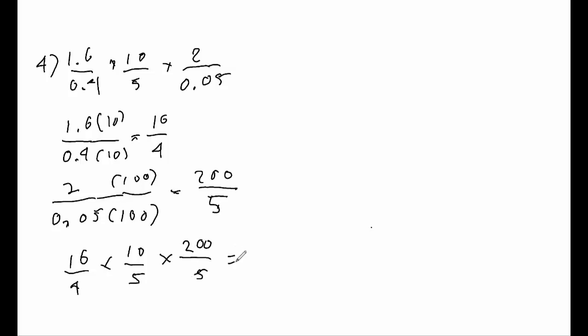Now, the easiest thing to do is to reduce these fractions because it's relatively easy. It turns out that 4 goes into 16 4 times, 5 goes into 10 2 times, and 5 goes into 200 40 times. So if we just multiply this through, we get 320 as our final answer.